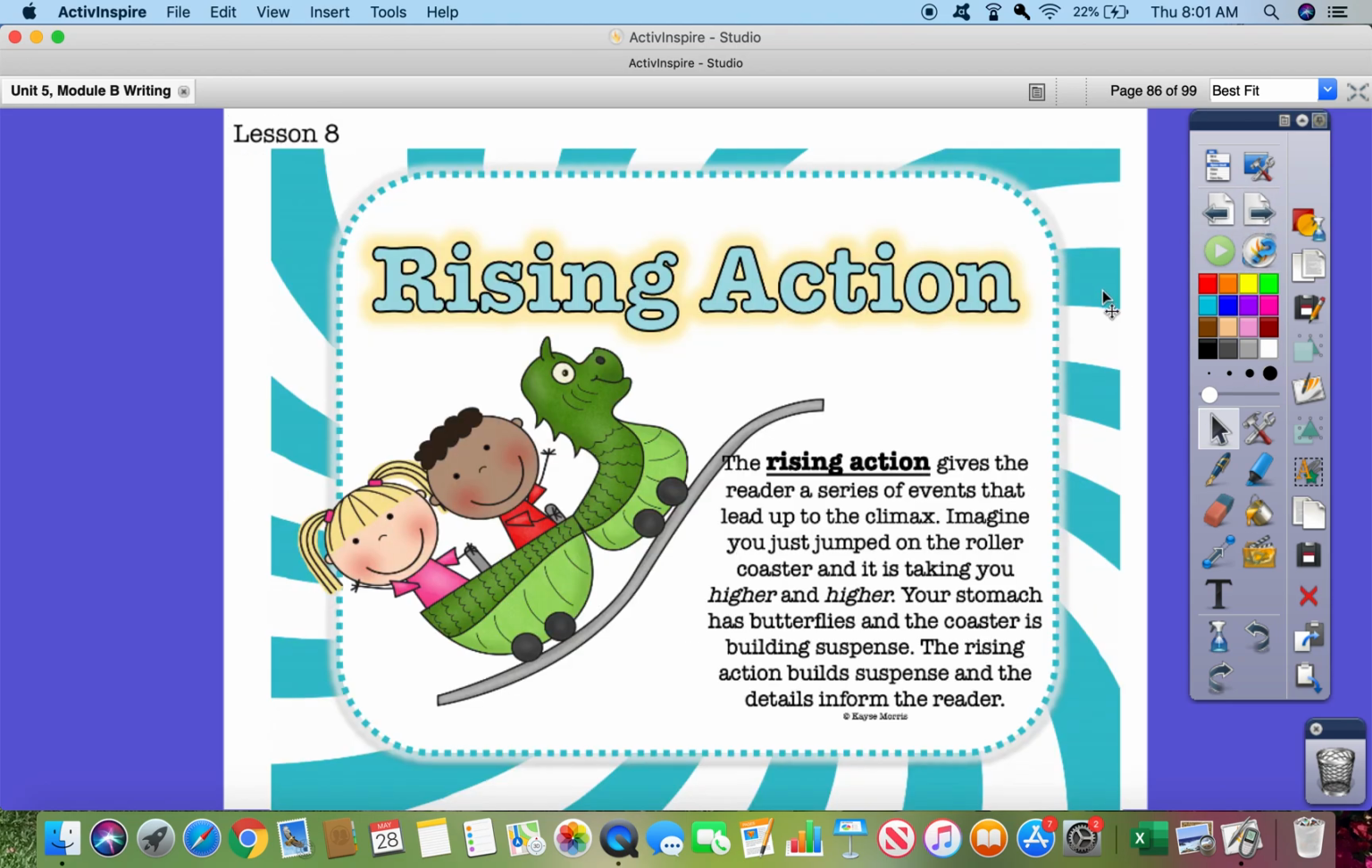Okay, so just to review that again, we're going to look more closely at rising action. And again, I want you to think about a roller coaster going up that hill. So the rising action gives the reader a series of events that lead up to the climax. Imagine you just jumped on the roller coaster and it's taking you higher and higher. Your stomach has butterflies and the coaster is building suspense. The rising action builds suspense and the details inform the reader.